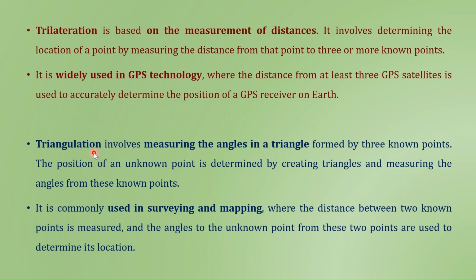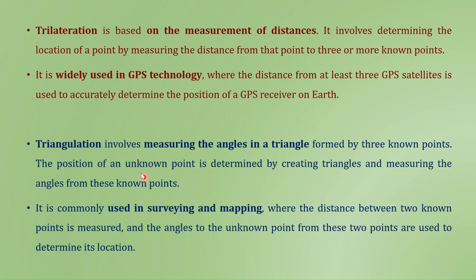And the triangulation method involves measuring the angles in a triangle formed by 3 known points. It is mainly used in surveying and mapping, where the distance between 2 known points is measured and the angles to the unknown point from these 2 points are used to determine its location.